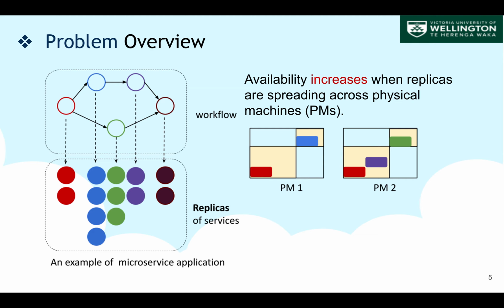A microservice can be represented as a workflow of individual services. So each microservice could have multiple replicates. So the availability increases when the replicates are spreading across physical machines. So when one physical machine is down, the microservice in other PMs can still maintain the availability of the application.